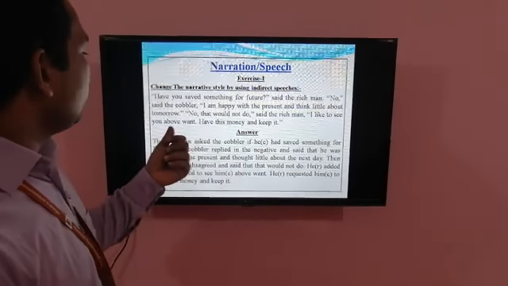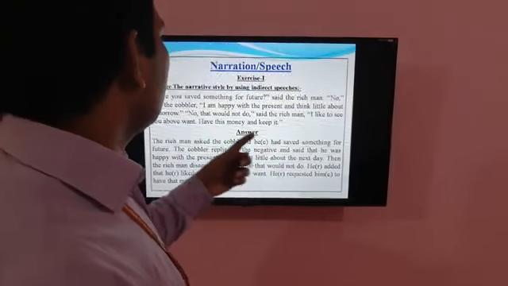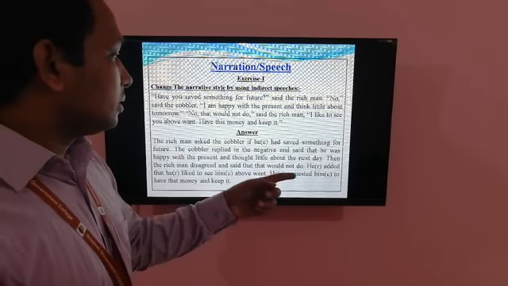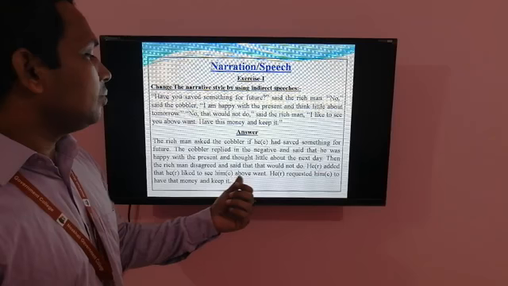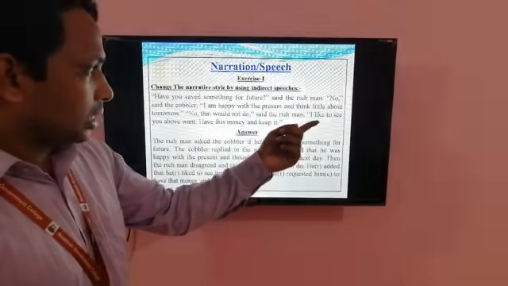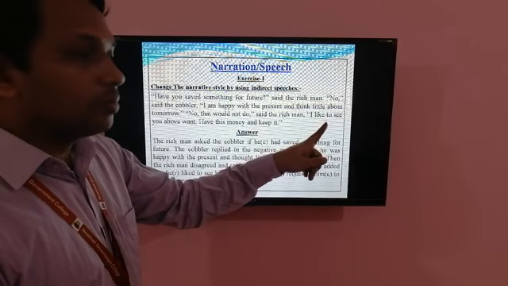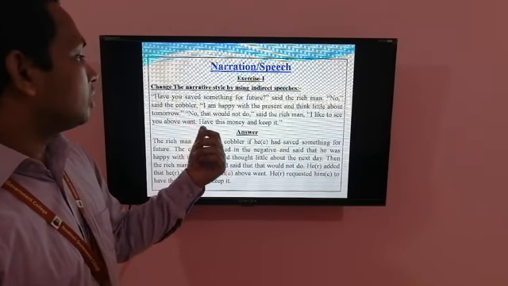I like to see you above want. This is again said by the rich man. That's why you have to use: He added that he liked to see him above want. I like to see you above one. He liked to see him above one.